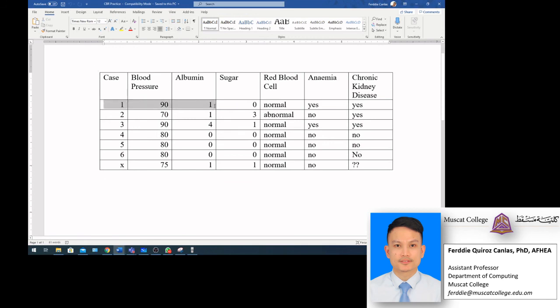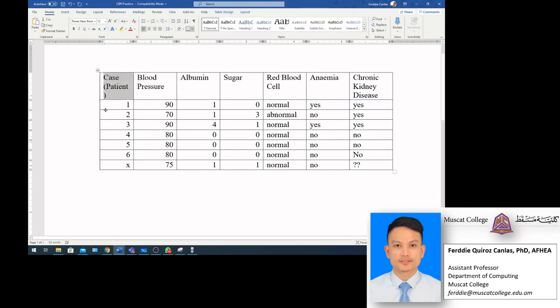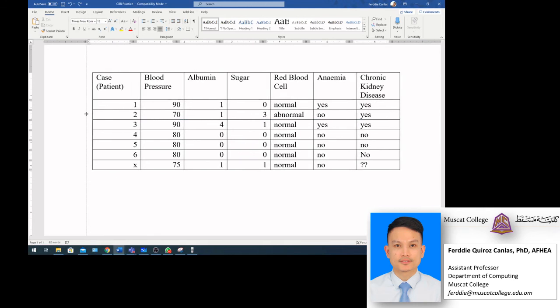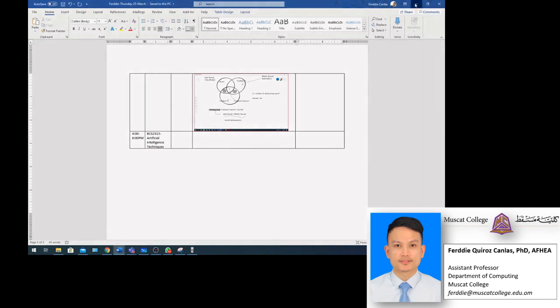So for patient 1, or for the case, actually these cases are also equivalent to patients. Okay, the patient before is patient 1 in the old example, having these symptoms or this health reading. Patient 1 has blood pressure of 90, albumin is 1, sugar level is 0, red blood cells is normal, and then anemia, yes. So it says he has chronic kidney disease. Okay, so from here we're going to predict what do you think is the health condition of this patient here, patient X. Is he having a kidney problem or not based on these given parameters here. So God willing, next meeting we will do this.